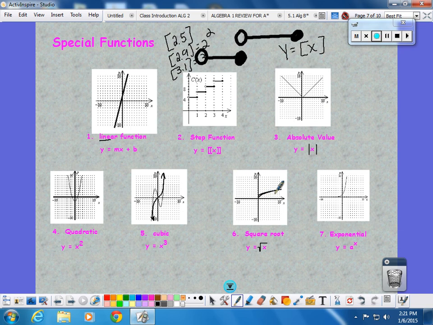You guys remember this one's got a square root? Remember that, the broken arm? Didn't we do it that way? Good. And then this one is exponential. Let's talk about that.